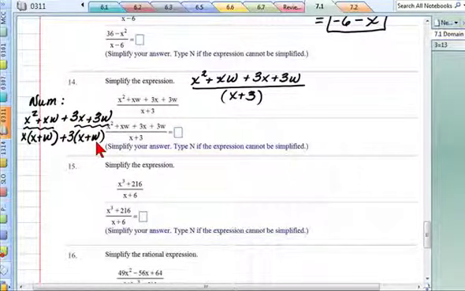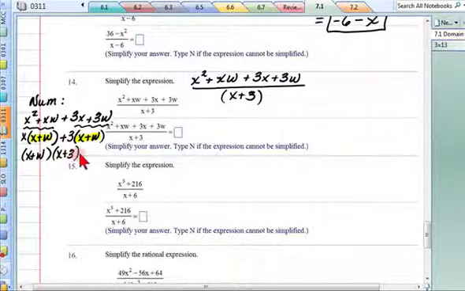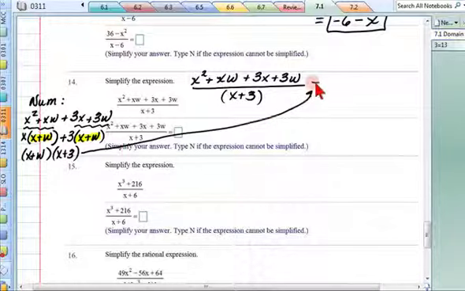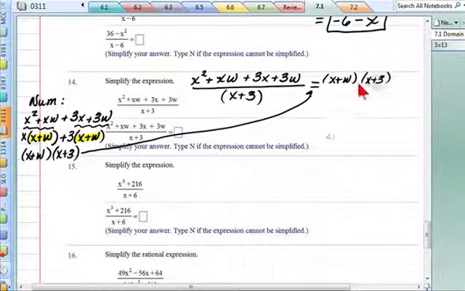Is this working out okay? Do you see an x plus w and an x plus w? Okay, so I will write it down in front, x plus w, and what's the other factor? X plus 3. So I'm going to take this and put it as my numerator. The numerator is x plus w times x plus 3 over x plus 3.